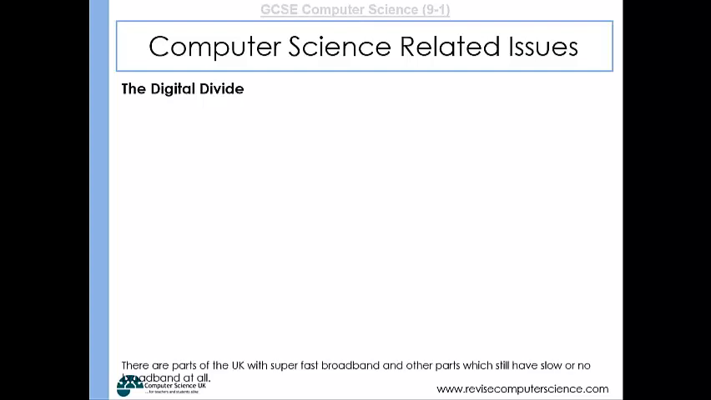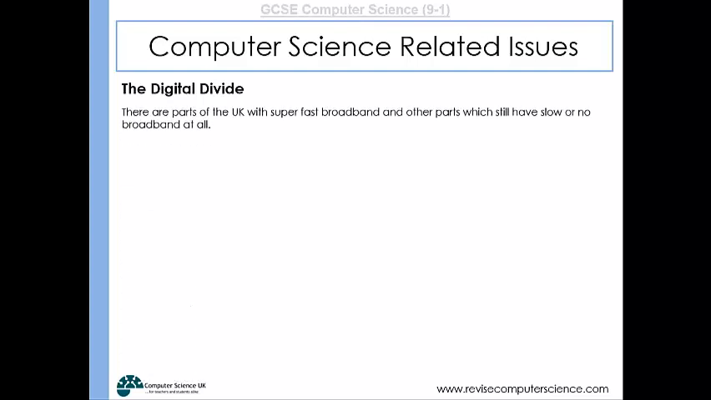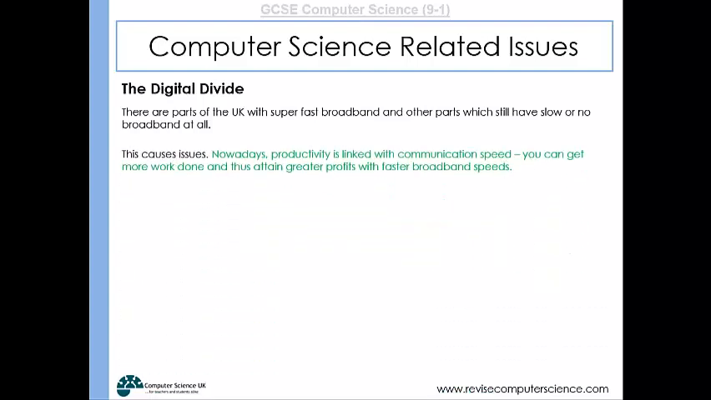So another issue is the digital divide. There are parts of the UK with fast broadband, there's other parts which have slow or no broadband at all. And this does cause big issues. Productivity nowadays is linked with communication speed. If you can get more work done, you can attain greater profits with faster broadband speeds. So if half the country has slower broadband, this can cause an unfair advantage to certain organisations over others.